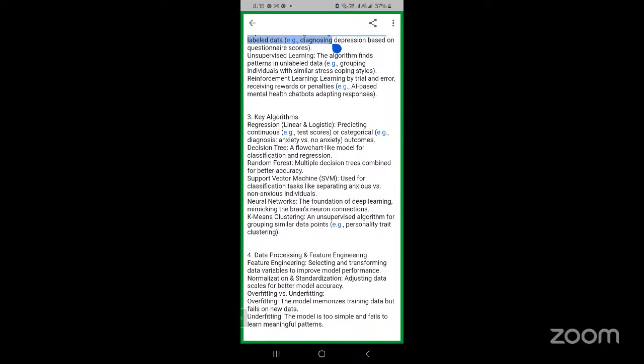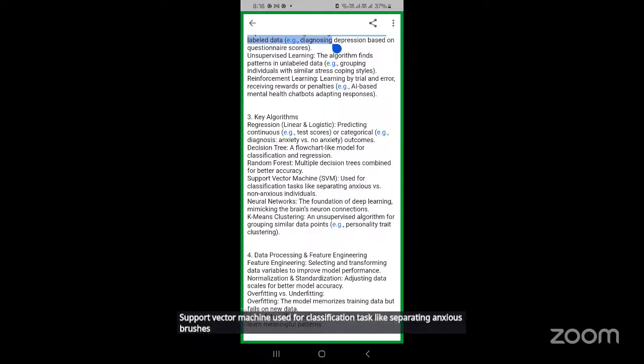Key algorithms. Regression, linear and logistic, predicting continuous outcomes, for example, test score, or categorical diagnosis, that is anxiety versus no anxiety outcome. Decision tree, a flowchart-like model for classification and regression. Random forest, multiple decision trees combined for better accuracy.